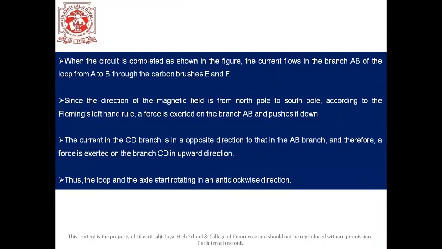So students, when the circuit is completed as shown in the figure, the current flows in the branch AB of the loop from A to B through the carbon brushes E and F. Since the direction of the magnetic field is from North Pole to South Pole, according to Fleming's left-hand rule, a force is exerted on the branch AB and it pushes it down. The current in the CD branch is in the opposite direction to that in the AB branch, and therefore a force is exerted on the branch CD in the upward direction. Thus, students, the loop and the axle start rotating in an anti-clockwise direction.